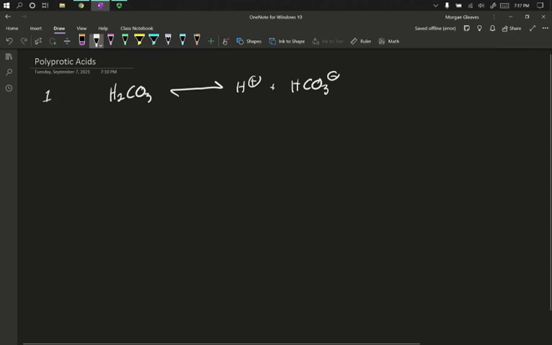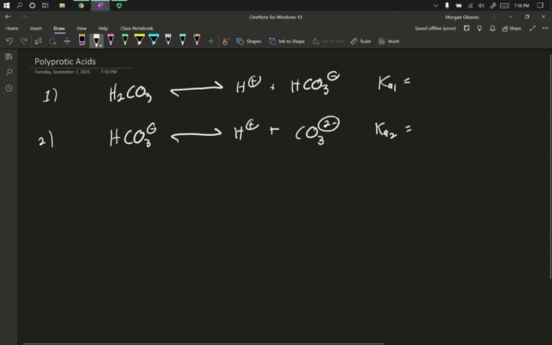So we really have two possible reactions. We can lose our first proton, and then our bicarbonate ion can lose a second proton to form carbonate. When you have polyprotic acids, there's actually a Ka for each of the steps. So there's Ka1 and there's Ka2. For carbonic acid and bicarbonate, 4.5 times 10 to the minus 7 and 4.7 times 10 to the minus 11.